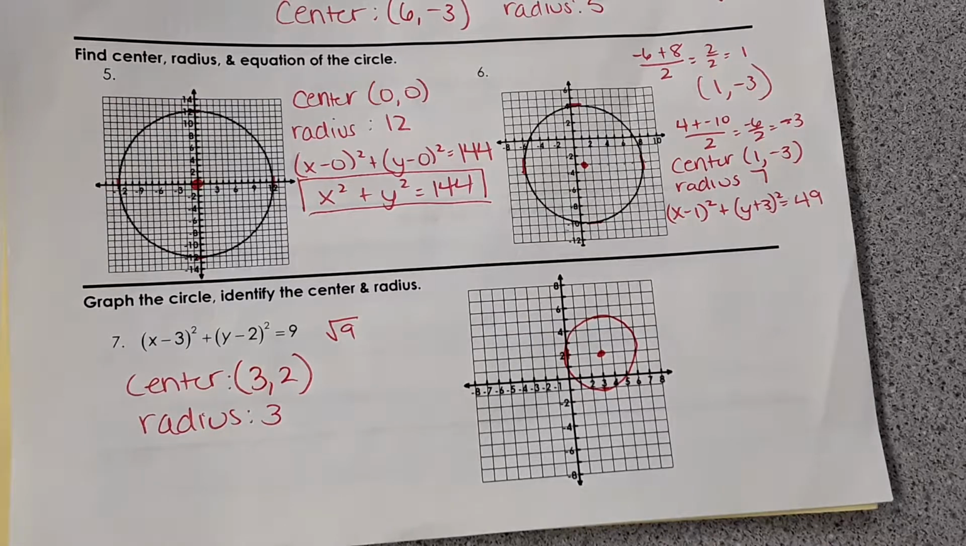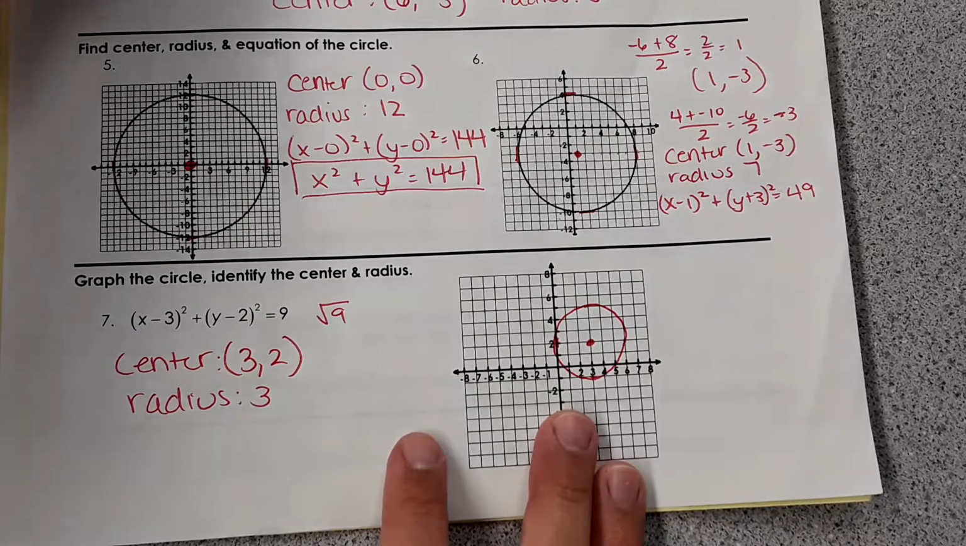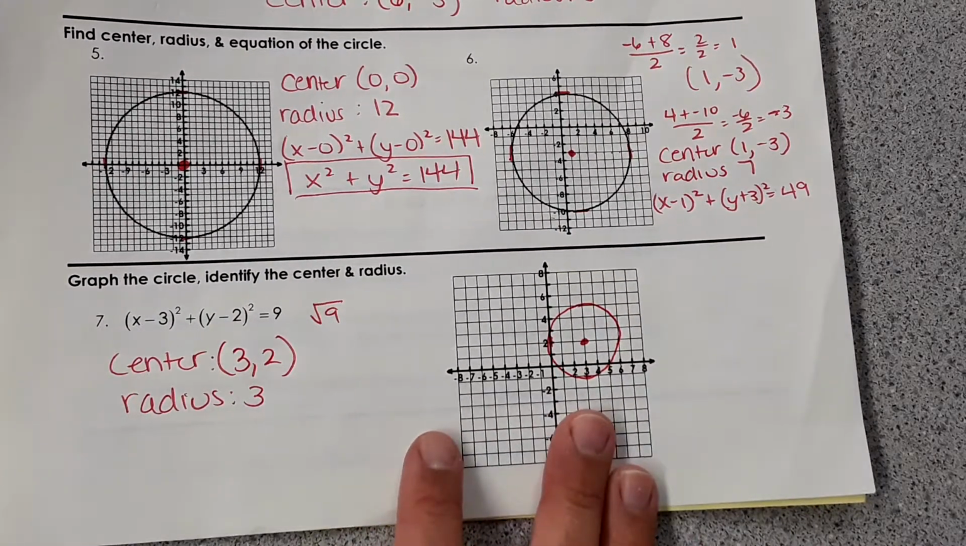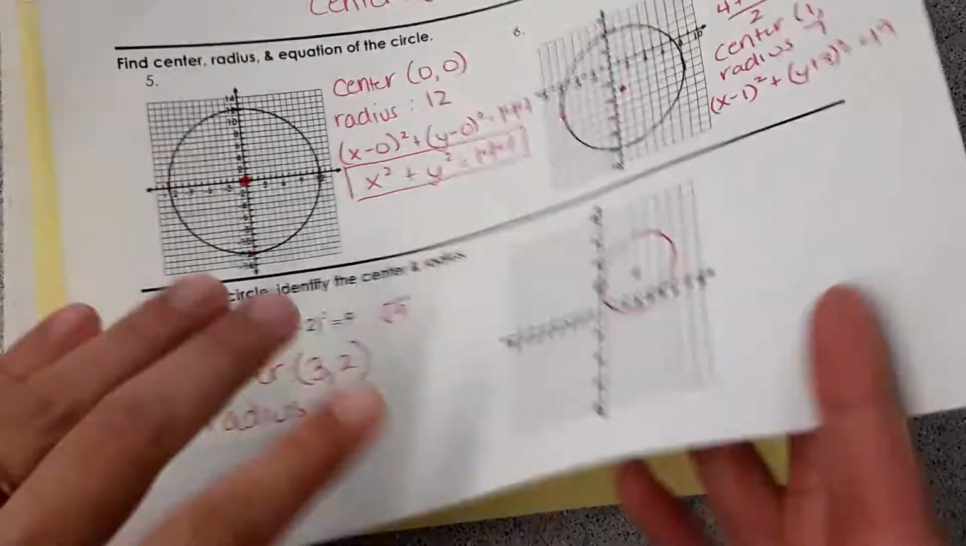Okay, so that's the standard form of a circle. Here's the thing though. On the EOC, they don't give you the equation in standard form. They give you the equation in general form and want you to change it into standard form before you graph the circle. So the other side is, it gets a little bit more challenging.